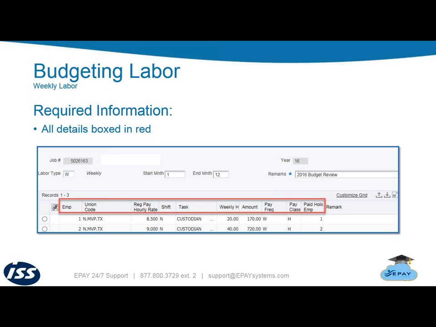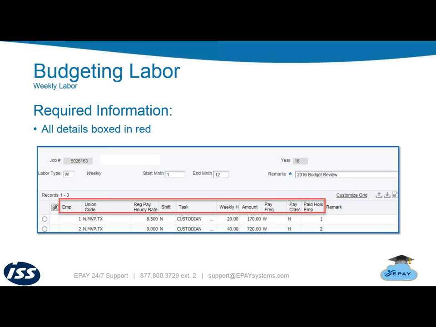The required information is boxed in red here on the screen, and I'll just review these fields from left to right. We will need the employee head count of this job that you're budgeting for. We'll also need to know whether or not this job is a union or non-union job. If it is a union, we will need the union code. If it is a non-union job, there will be nothing else that you need to provide.